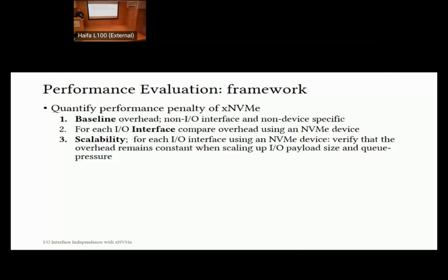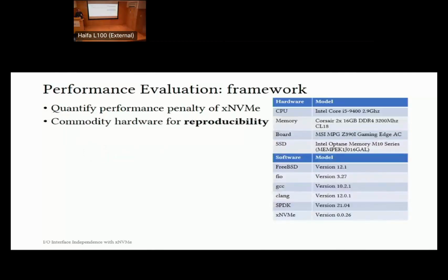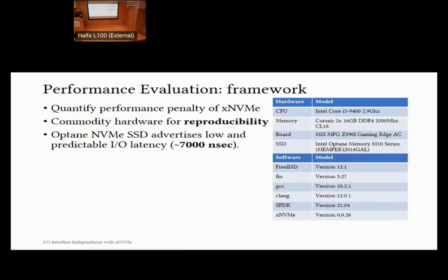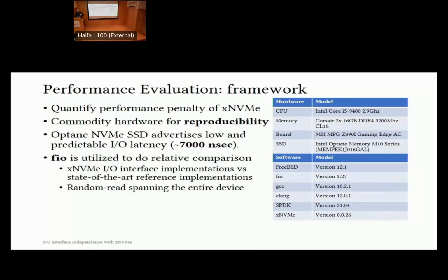And we're using just regular commodity hardware for this. And specifically for the device-sensitive stuff, we're using an Optane SSD, which has an access latency of around 7,000 nanoseconds. And we're using FIO, as that has reference implementations for all of the I/O interfaces that we're also using in xNVMe, along with the SPDK FIO I/O engine to use there as a reference implementation, which allows us to set up the same workload and to test the same workload on all the different I/O interfaces.